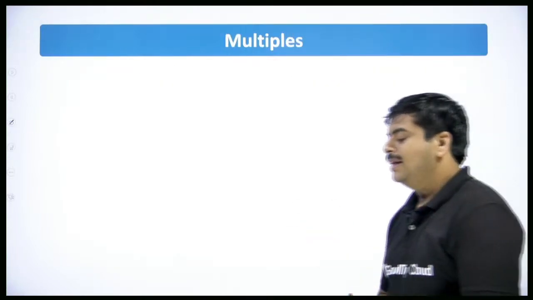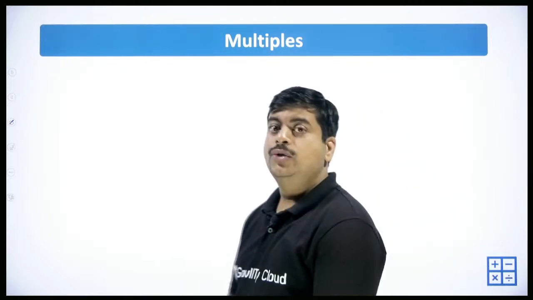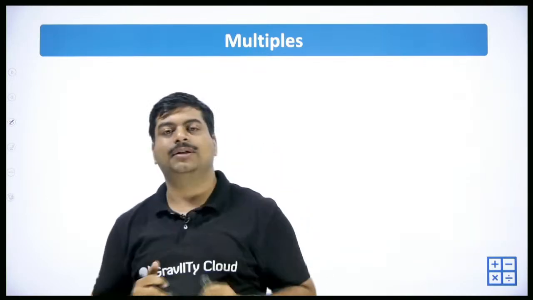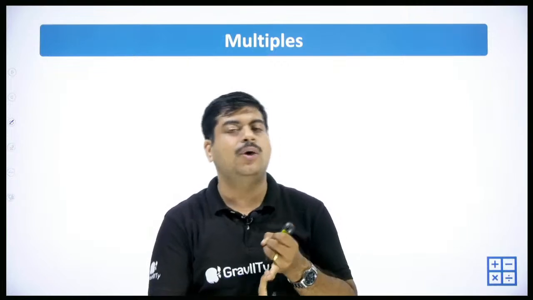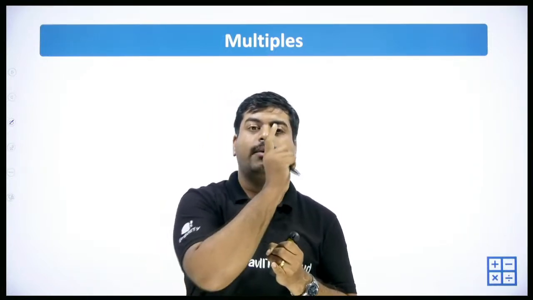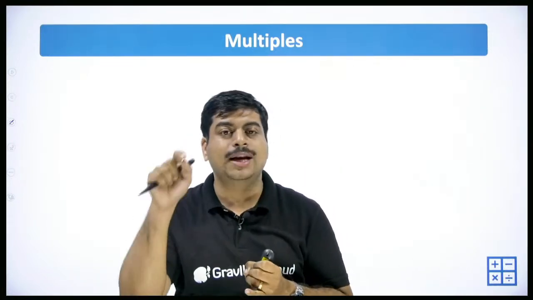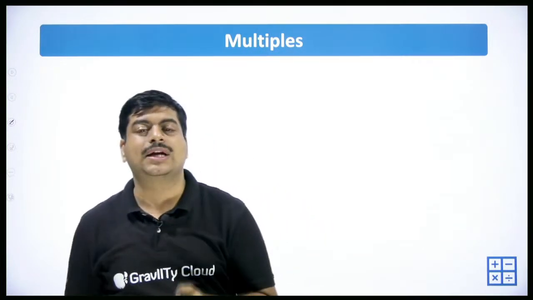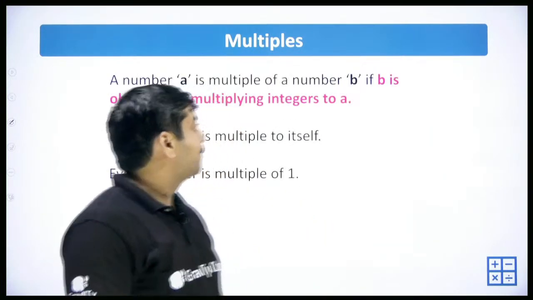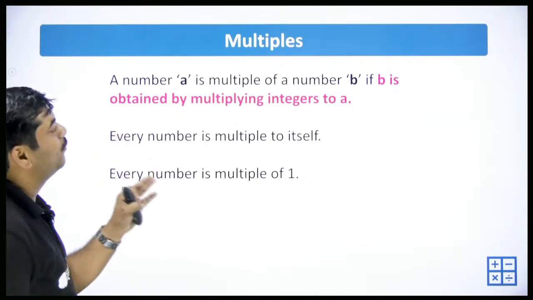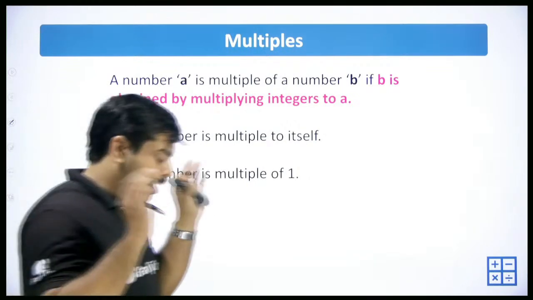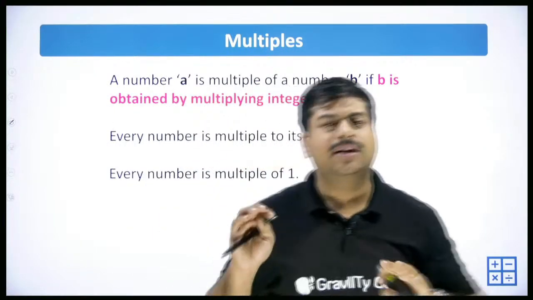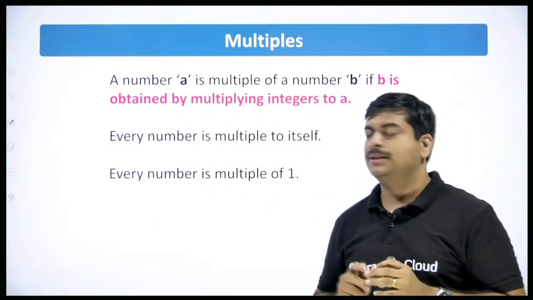Now, let's try to understand multiples, because we need to understand what LCM, least common multiple, is. The one we discussed before is HCF, highest common factor, and now it is LCM, least common multiple. So let us try to understand what a multiple is. A number A is a multiple of a number B if A is obtained by multiplying B by an integer. It is very difficult to understand this, so let us break it into several parts.